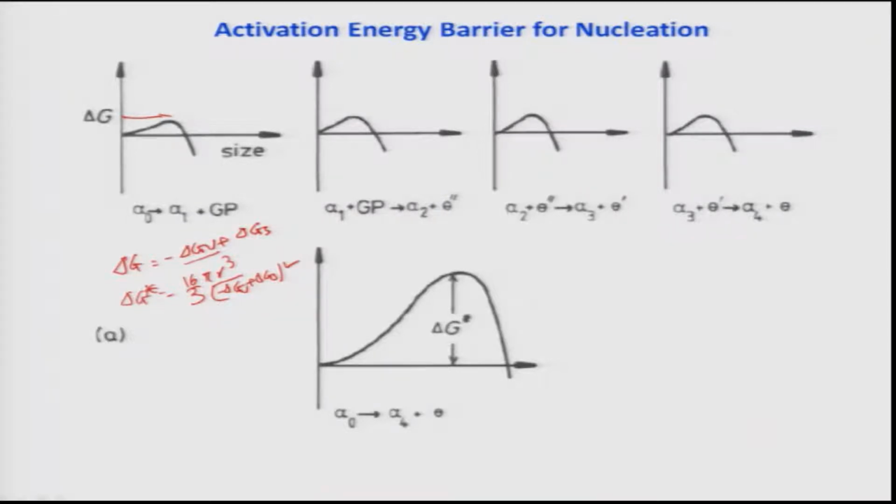Because of that, delta G star is low. Delta G star is the activation barrier for the nucleation. But as you go from GP zones to theta double prime, there will be a slight increase of the activation barrier, as you see here. There is a slight increase, but not much. Basically, psi has increased, but the activation barrier has not changed drastically. It is a very minute change.